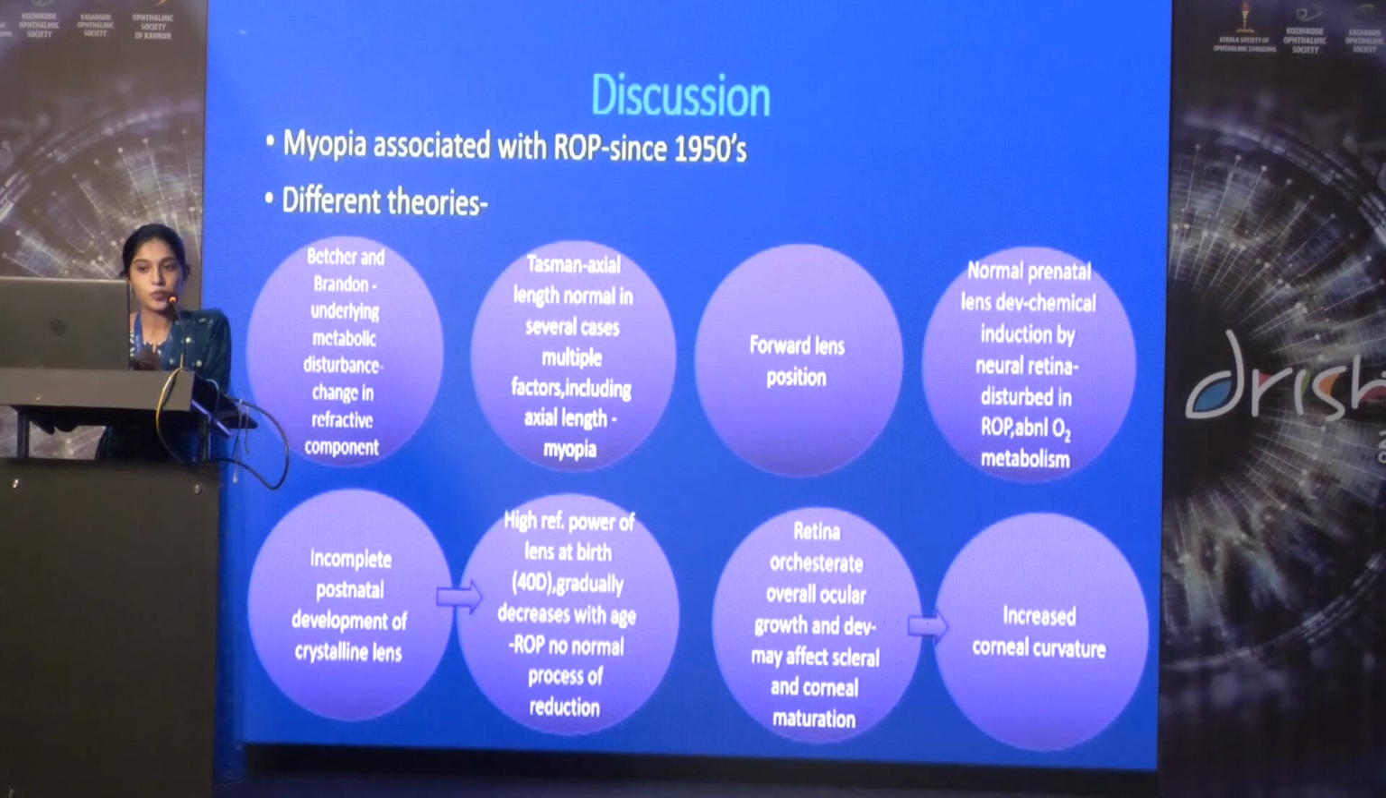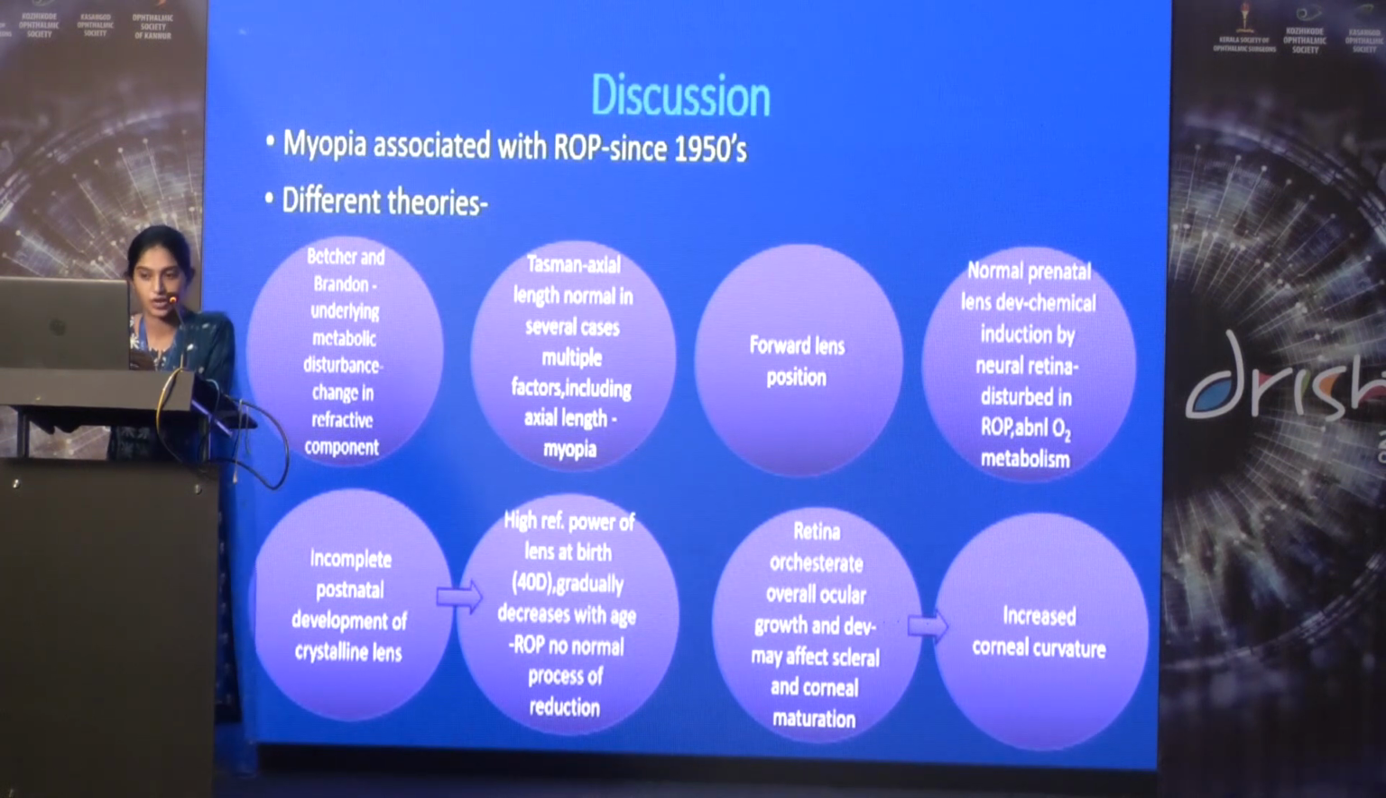Coming to the discussion, myopia associated with ROP has been studied since the early 1950s, and Becker and Brandon were the first to analyze ROP and myopia, and they postulated that it could be an underlying metabolic disturbance that is causing the change in the refractive component. Other postulates were the forward lens position, incomplete postnatal development of the crystalline lens, as well as the retina orchestrating the overall ocular growth and development.